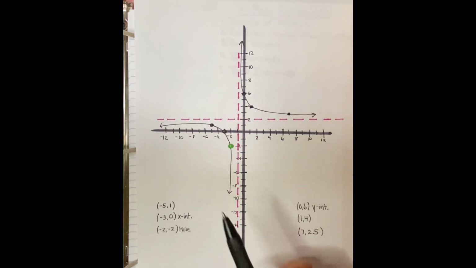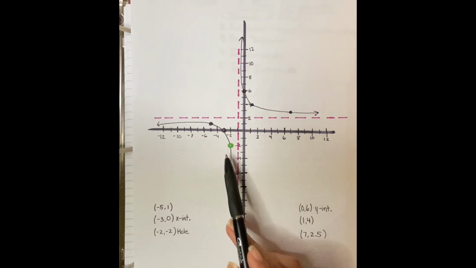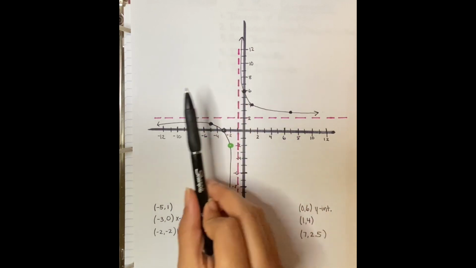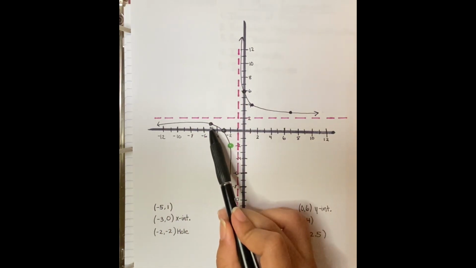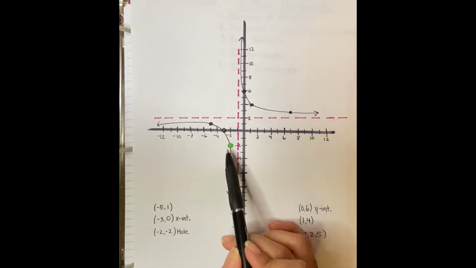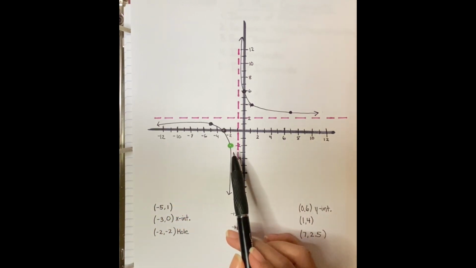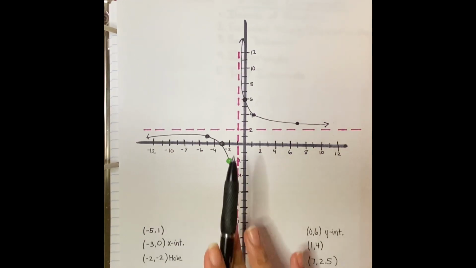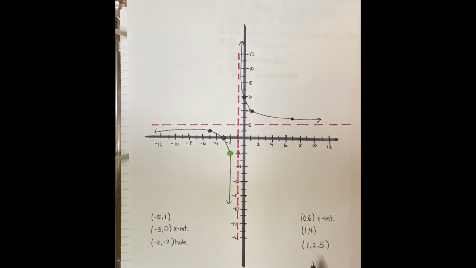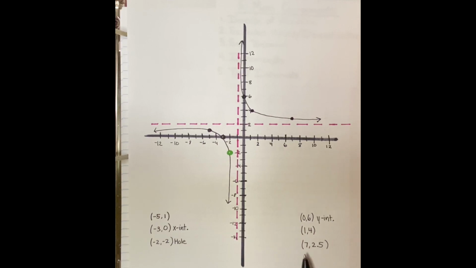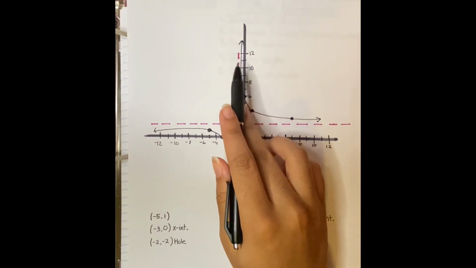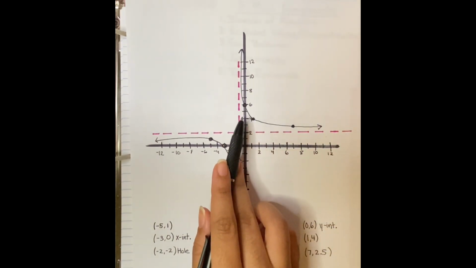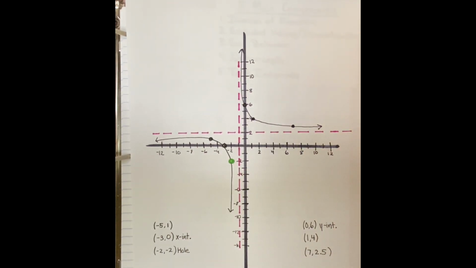And then after that, I just picked a point that lays on this side of the vertical asymptote. So I picked this point of -5, 1, and that helped me find out the overall layout of how the graph would look on this side of the vertical asymptote. And then on this side, I picked 2 points at 1, 4, and 7, and 2.5, and I just plugged them into the equation just to figure out the layout of this graph, and this is what I ultimately ended up with.